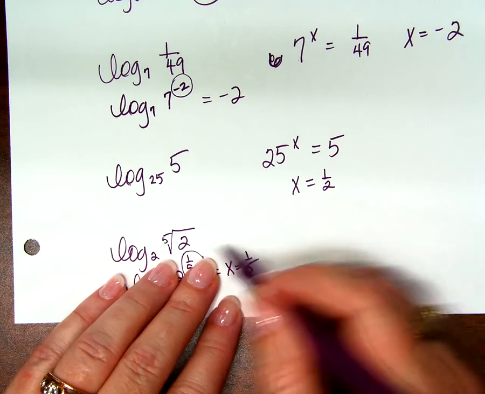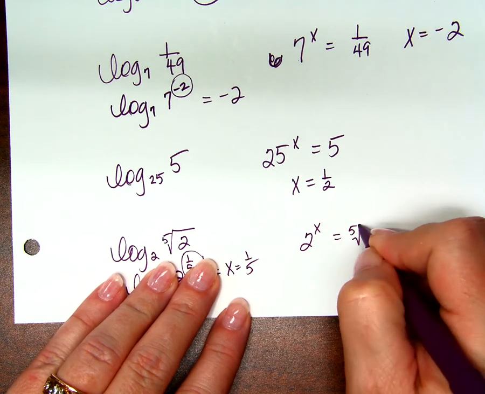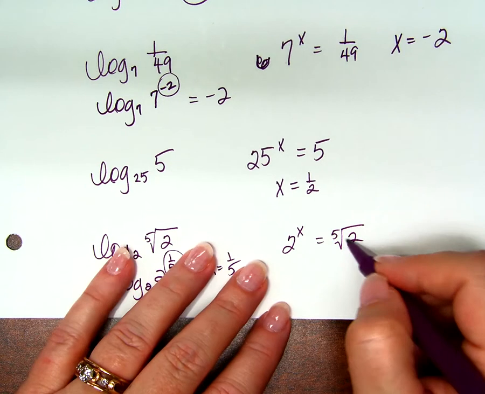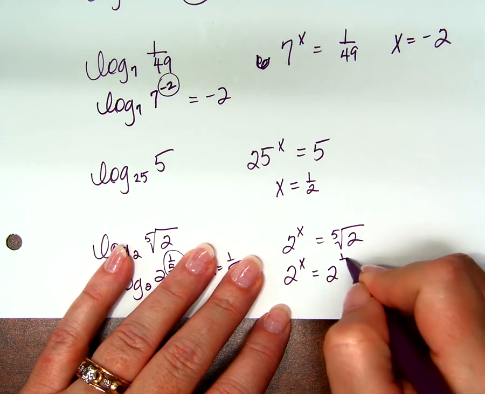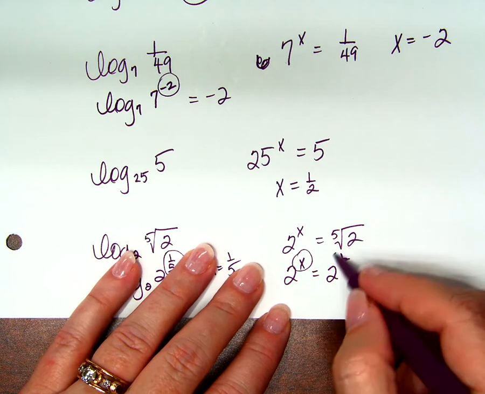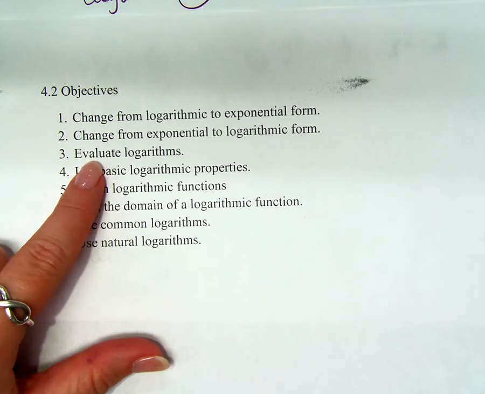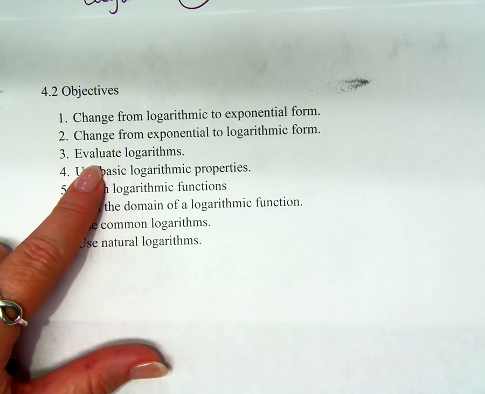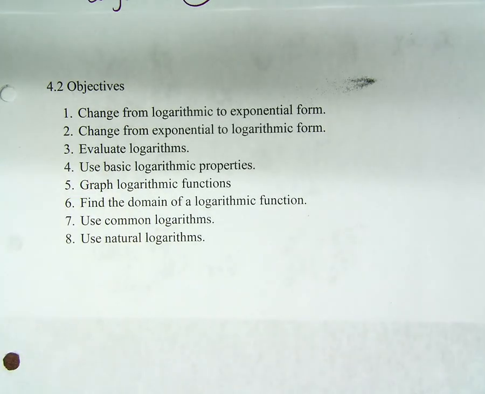But if I rewrote it in exponential form, 2 to what power equals the 5th root of 2? Knowing that 2 to the 1/5 power is the same as the 5th root, now it's really easy to see that the answer is 1/5. Okay? Any questions on evaluating logarithms? Okay? Using basic logarithmic properties.